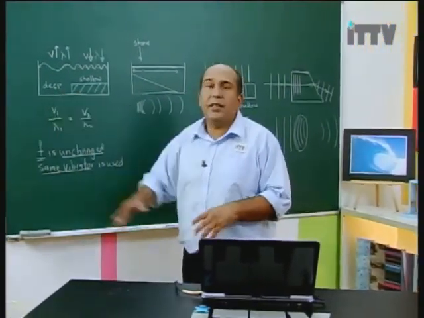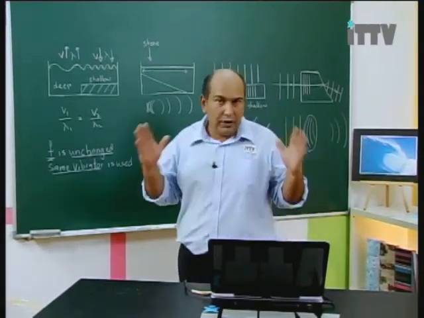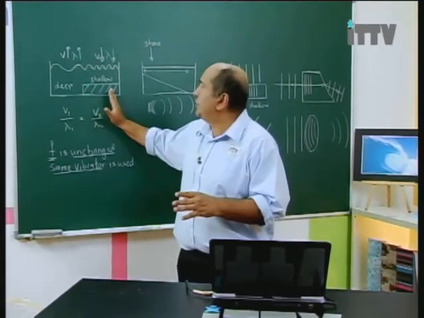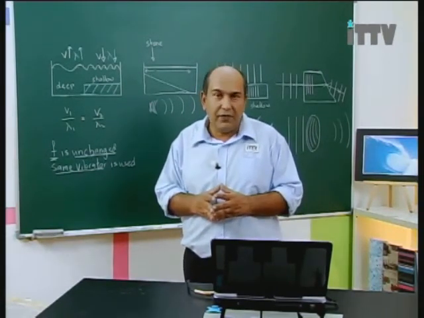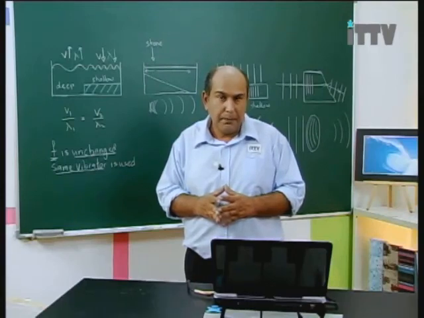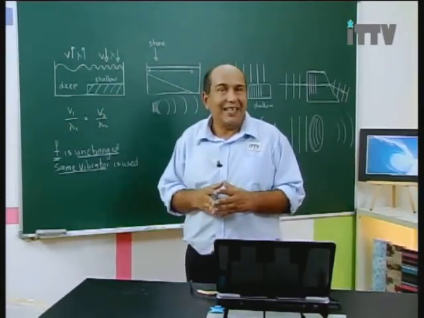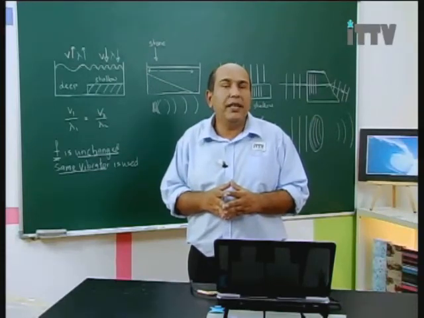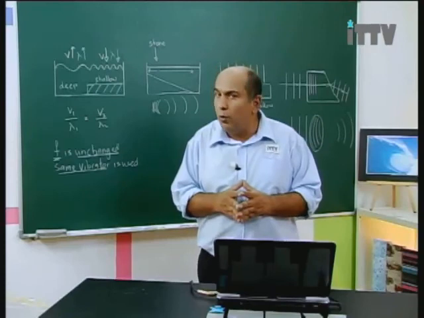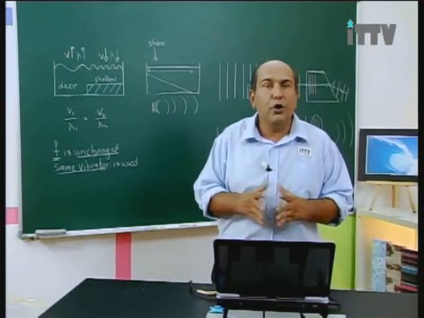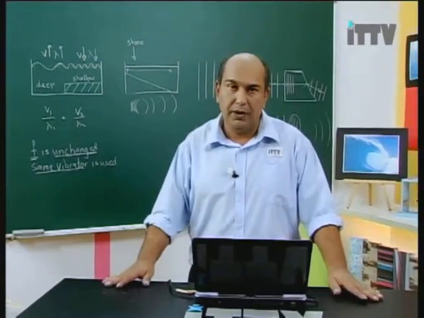In the deep water, the velocity is higher, so the wavelength is longer. When you enter into the shallow region, the velocity decreases and the wavelength also decreases. As you pass from the deep to the shallow at an angle, there will be a refraction phenomenon, which means you're going to bend towards the normal. When you go from shallow to deep, you will bend away from the normal.